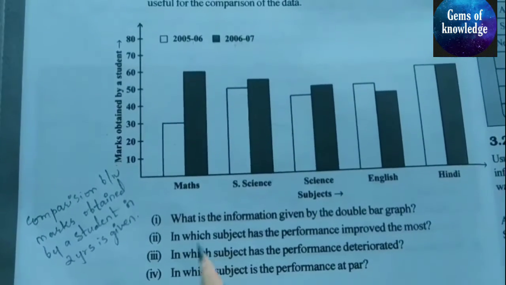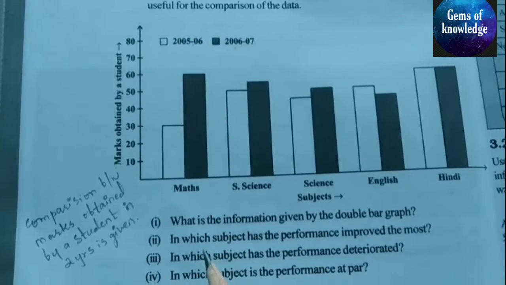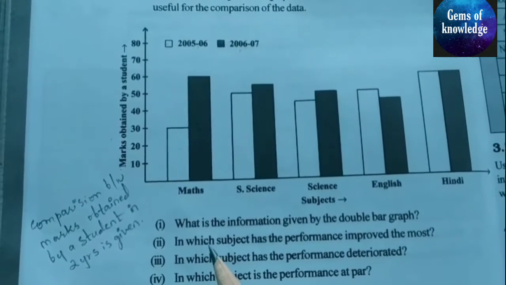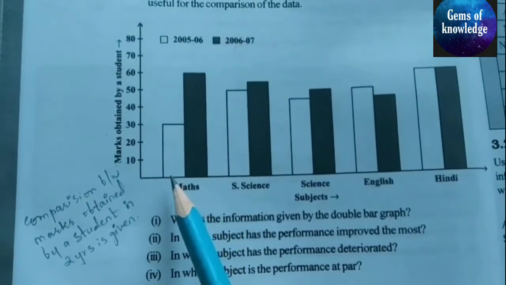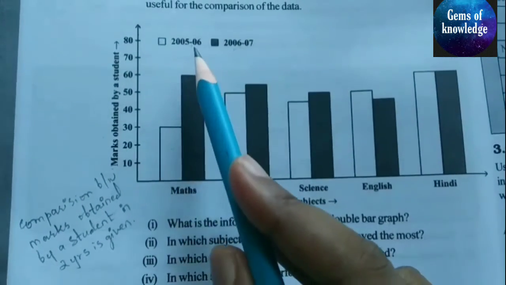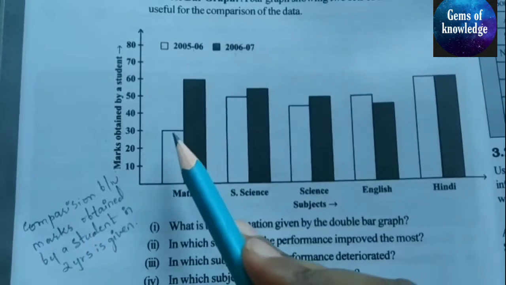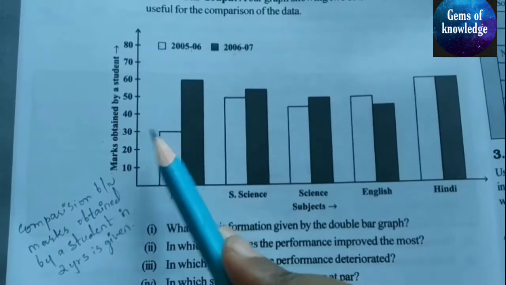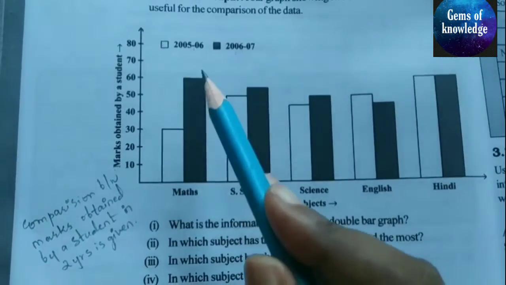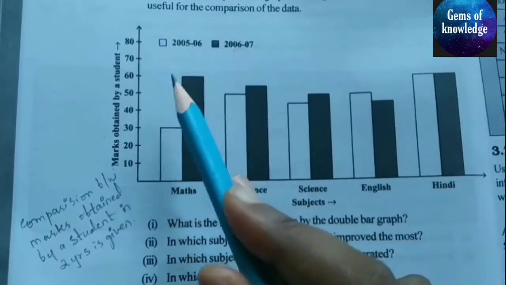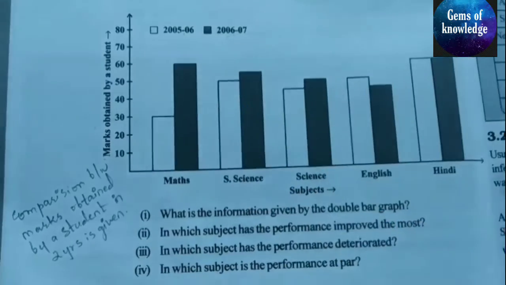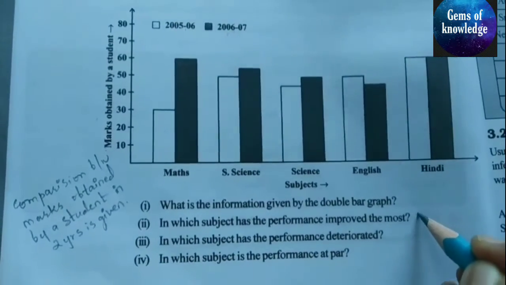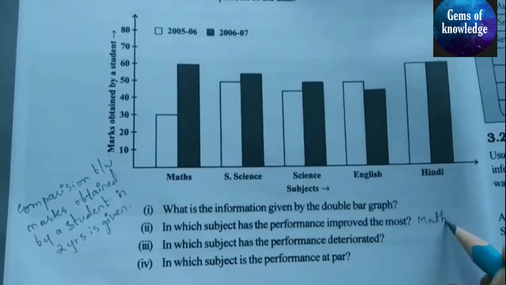Okay. So in which subject has the performance improved the most? You have to write the subject in which the student's performance has improved to the most level. Here you can see in maths in 2005 to 6 the marks obtained was 30, but now in 2006 to 7 the marks obtained is double of that. It has reached 60. So here you can write the answer as maths.